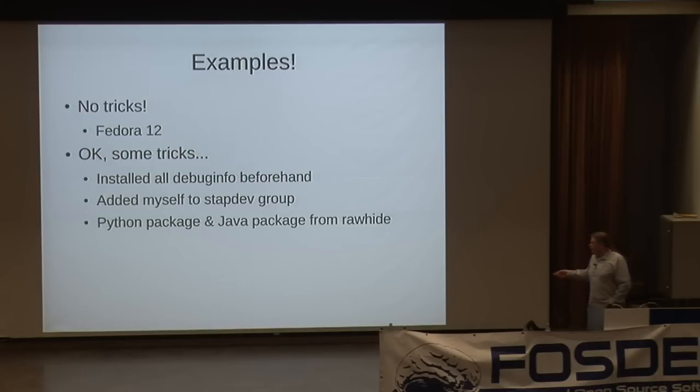So I did that. I added myself to the stapdev group, which means I've elevated privileges, so I can actually see everything. There are a couple of different groups you can put users in, so they can only use some scripts, and there is an unprivileged mode in which you can only inspect your own programs. I actually installed the Python and Java packages from the rawhide version because the version in Fedora 12 didn't have all the probes that I wanted to show. I believe the Java package is actually going to be updated, and next week it will be in Fedora 12.